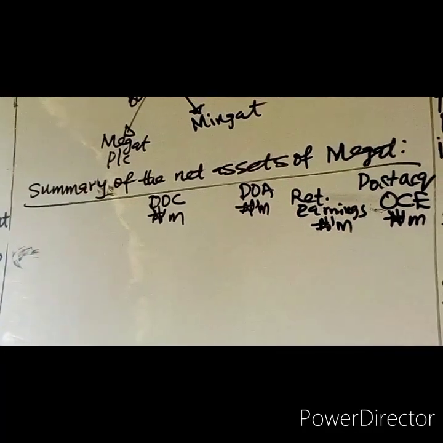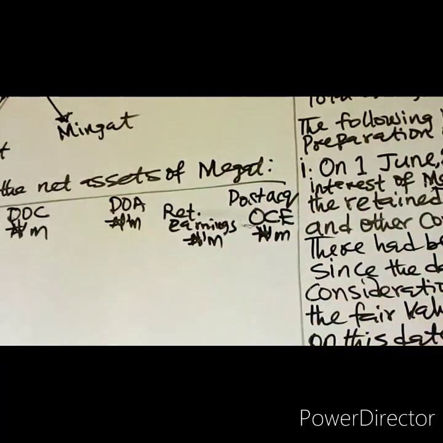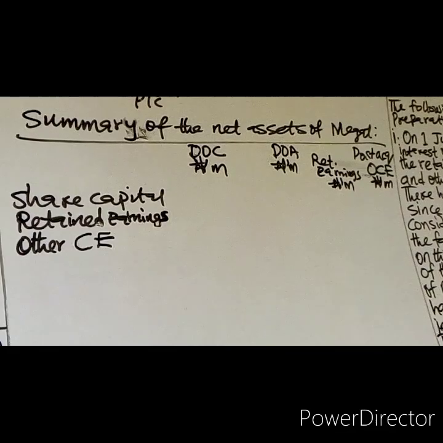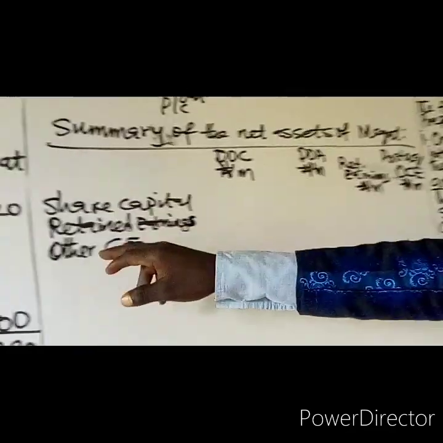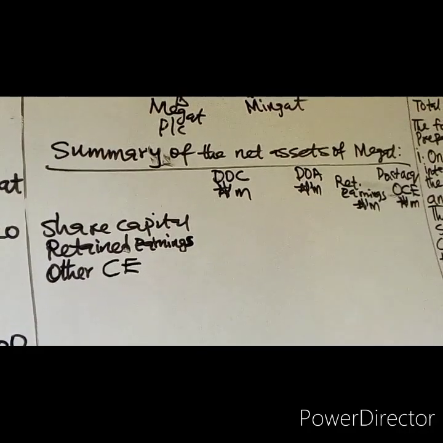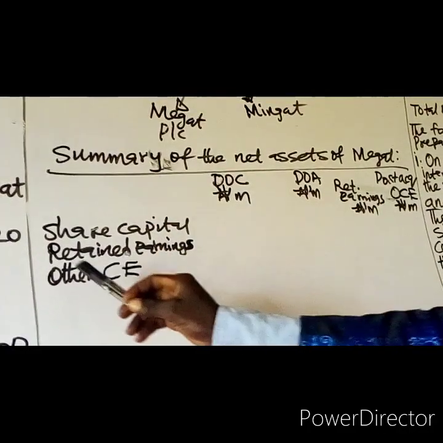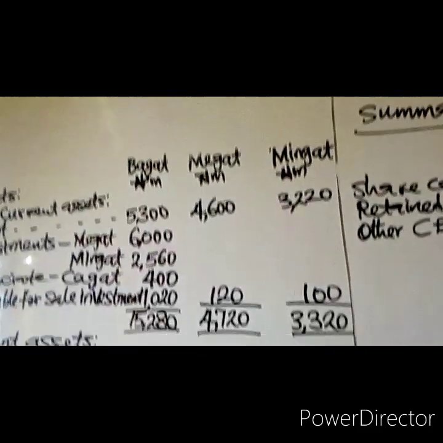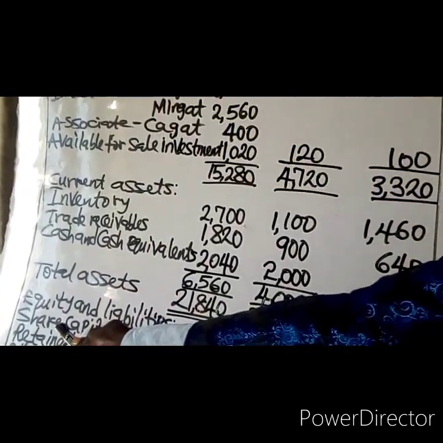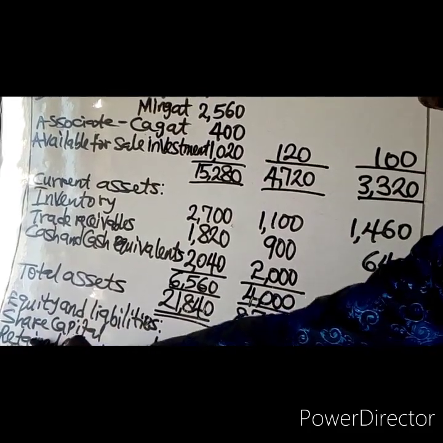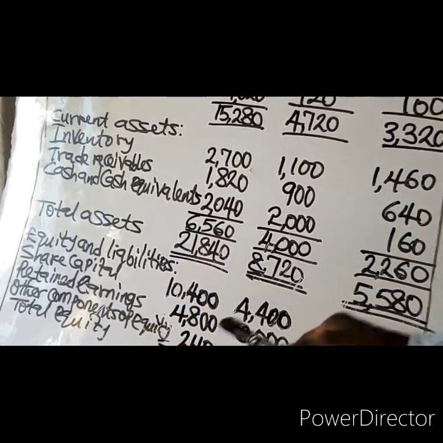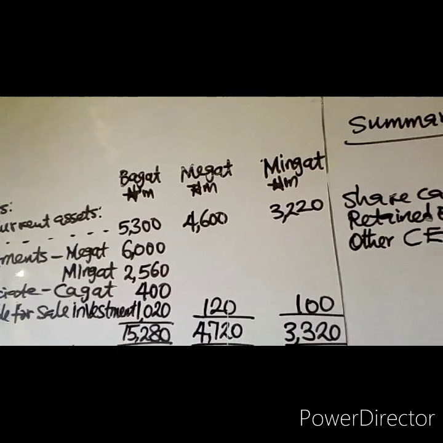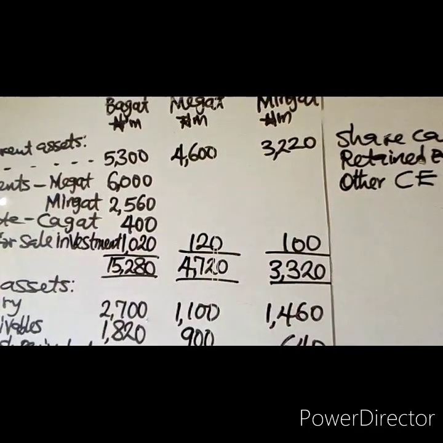Don't forget, I've told you that the net assets are the equity. That means you have to share the equity of Megat. Equity comprises the share capital, retained earnings, and other components of equity. The net asset of Megat is what we want to present. That means you use the equity of Megat.